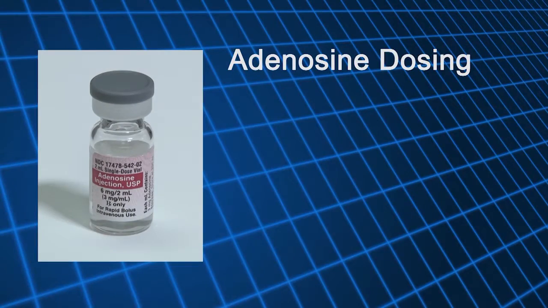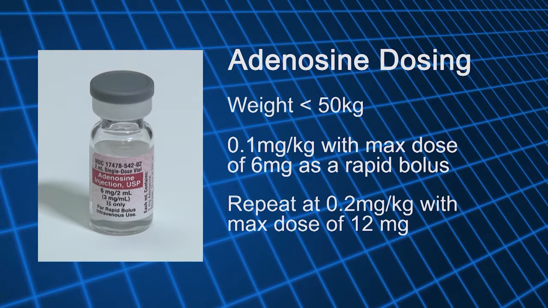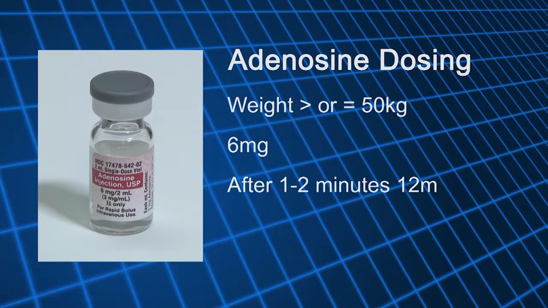For infants, children, and adolescents weighing less than 50 kilograms, the dose is 0.1 milligrams per kilogram, with a maximum dose of 6 milligrams as a rapid bolus. If there is no effect, repeat at 0.2 milligrams per kilogram with a maximum dose of 12 milligrams. For children and adolescents greater than or equal to 50 kilograms, and for adults, the dose is 6 milligrams. If 6 milligrams is not effective, within 1 to 2 minutes, 12 milligrams may be given.